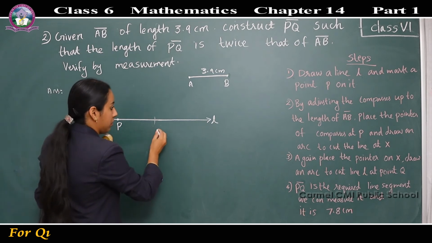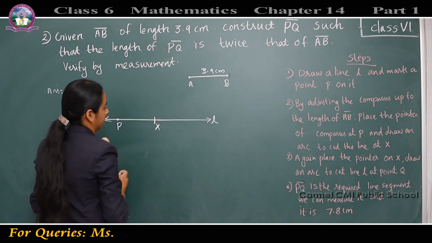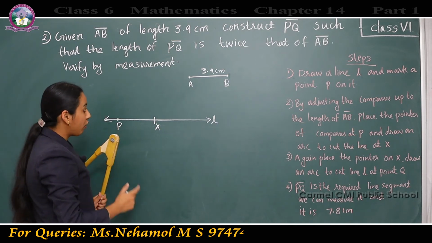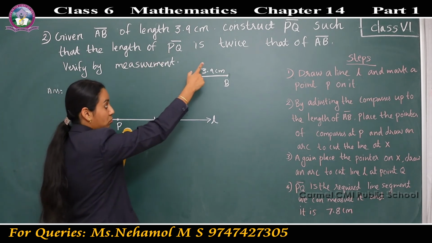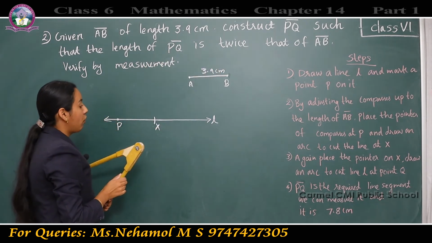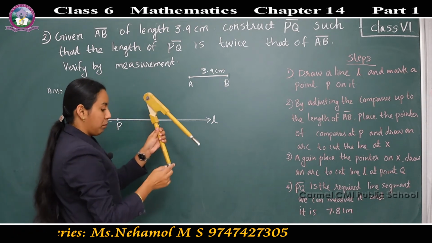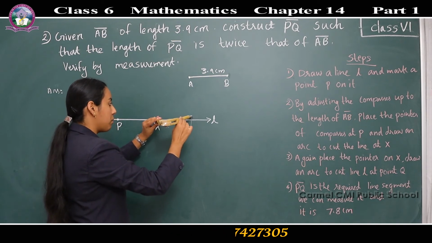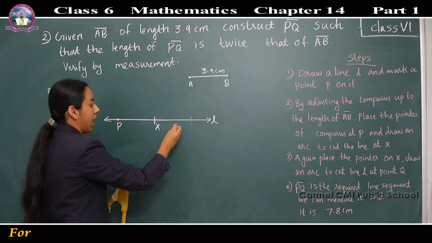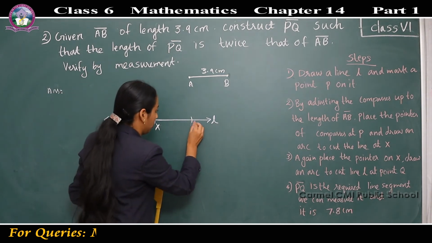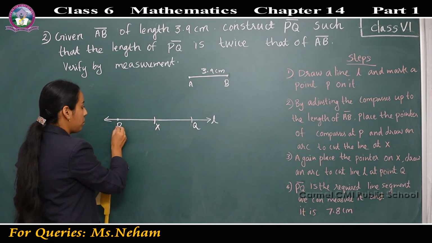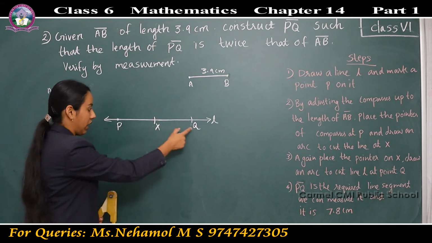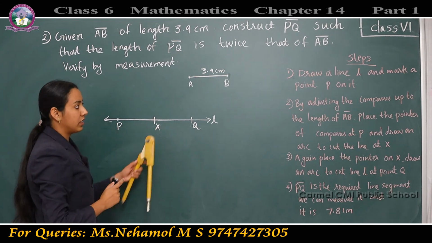Then name it as X. Now PX is same as AB, but we have to draw PQ that is twice that of AB. So we have to place the pointer again at X and draw one more arc cutting the line at Q. Now PQ is twice that of AB, right? Line segment PQ is twice that of AB.